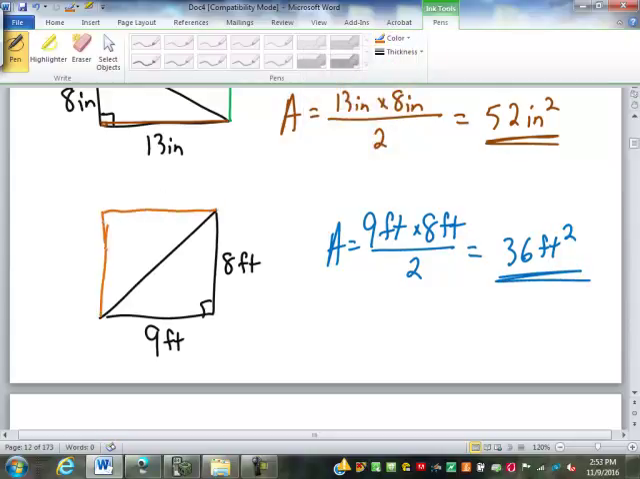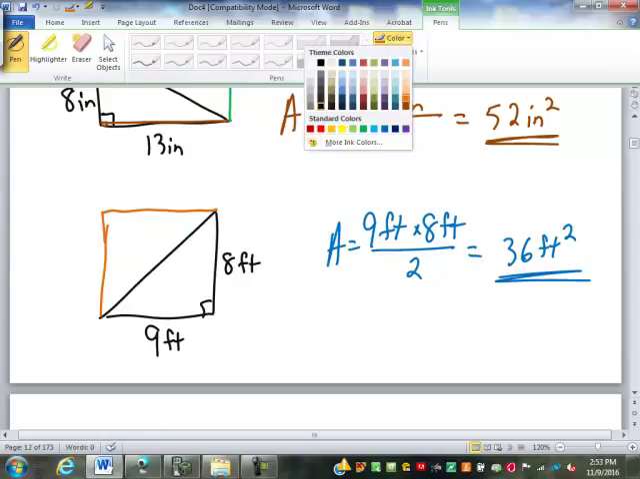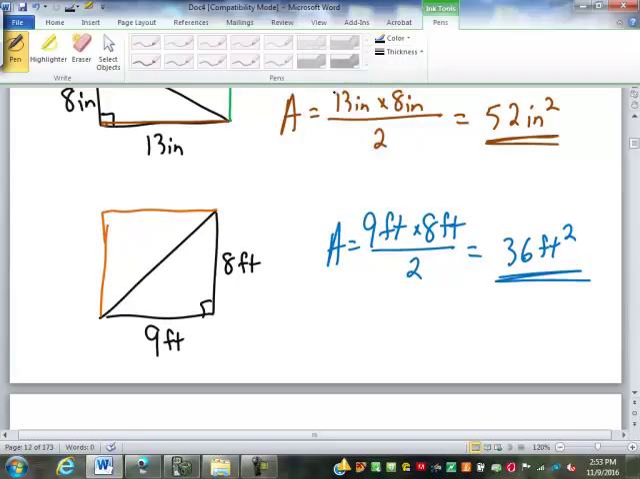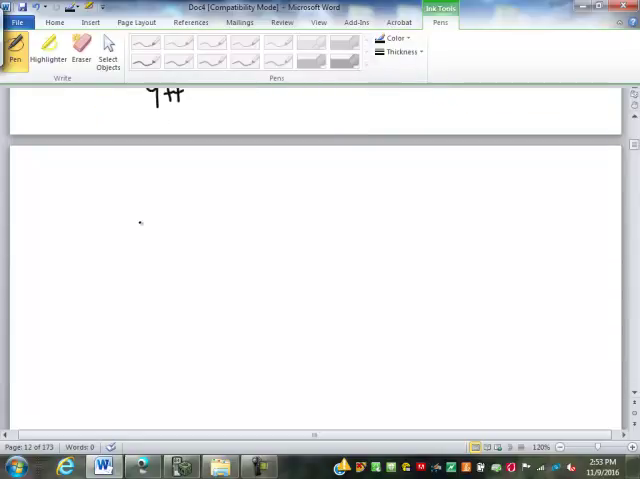Again, that comes from the fact that that rectangle would be 9 times 8. The triangle is half of that, so we divide it by 2. Well, a triangle does not have to be a right triangle. We can have a triangle that looks like this. Oops, that didn't turn out well. It looks like this. Let's say that this is 20 inches long.